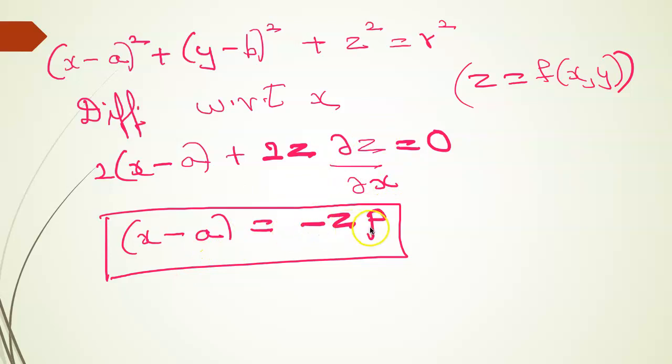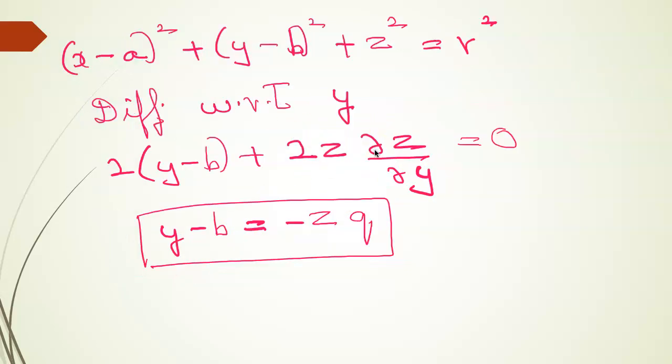So x minus a is minus zp, because p is del z by del x. Again we have (x minus a) whole squared plus (y minus b) whole squared plus z squared equal to r squared. Differentiate partially with respect to y. So I get 2(y minus b) plus 2z del z by del y is 0, or y minus b is minus zq, because q is del z by del y.